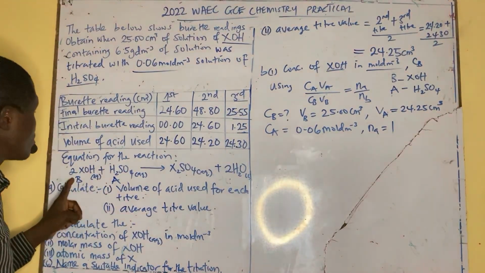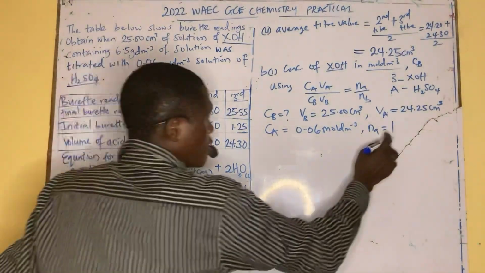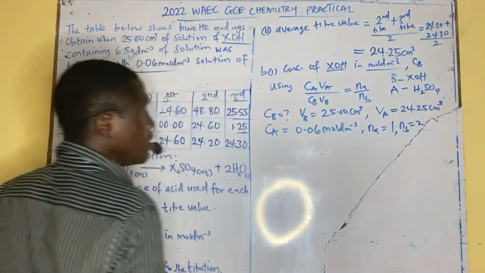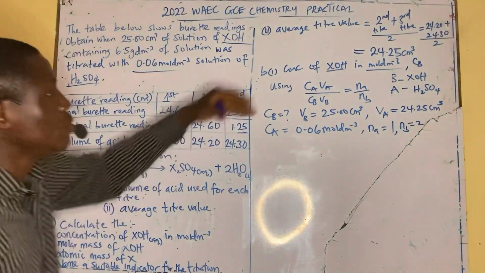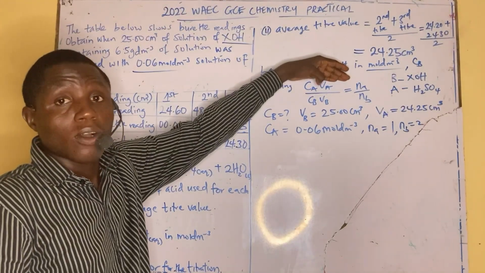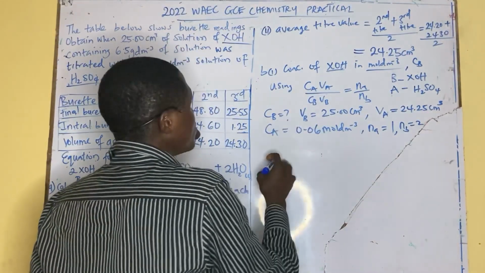Now, the coefficient of B here is 2, because there is a 2 here. It's very clear that there is a 2 there. So that is the information that you need to use for this formula. Now, having got all these things, let's input everything.